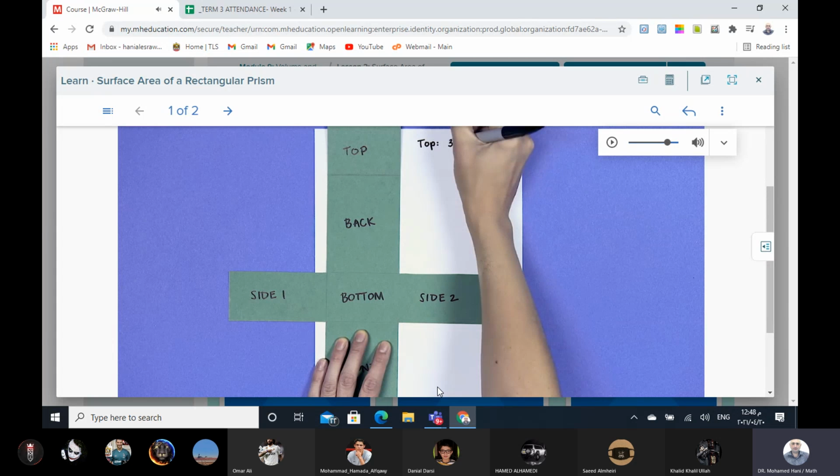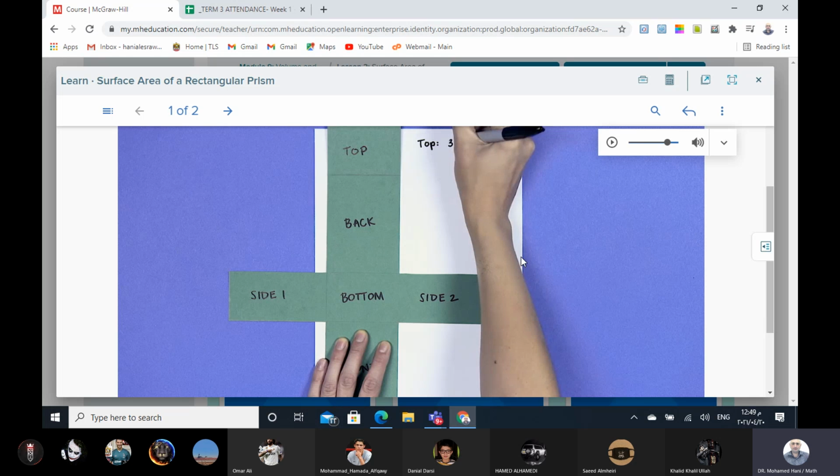We want to find the surface area. What's the meaning of the surface area? It means the sum of all the areas of the faces. It means find the area of the top, the area of the bottom, the area of the front, the area of the back, the area of side 1, and the area of side 2. Then add all the areas. You will get the surface area.